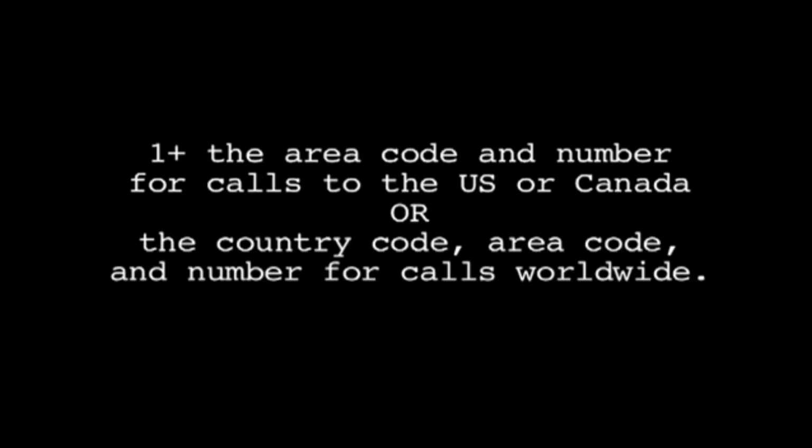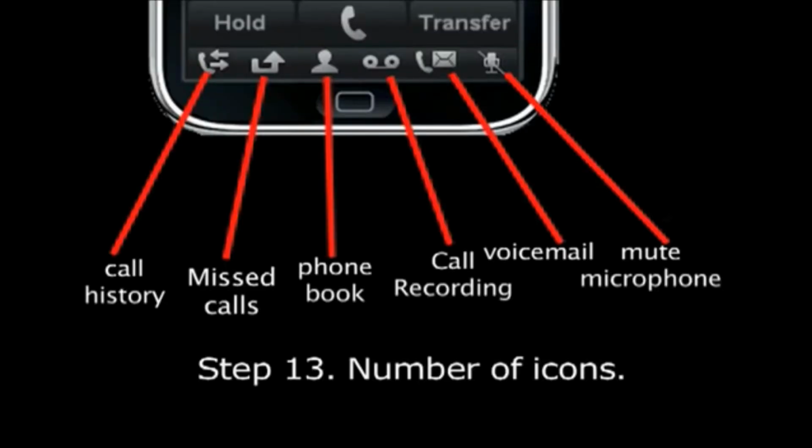Either 1 plus the area code and number for calls to the US or Canada, or the country code, area code, and number for calls worldwide. Step 13. At the bottom of the phone, there are a number of icons. The photo below explains what they do.